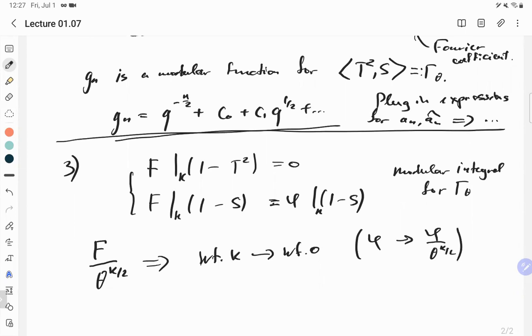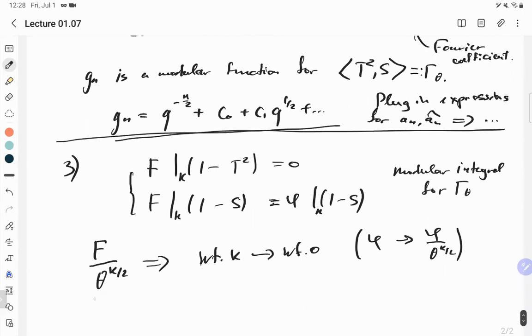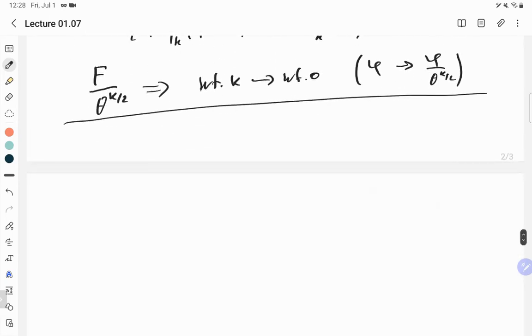It requires some convincing to see that it actually works, but it's a direct calculation. The nice thing about theta is that it doesn't vanish in the upper half plane, so you don't introduce poles, but you do introduce poles on the boundary. So there is some danger involved in this operation, but let's just ignore that completely.